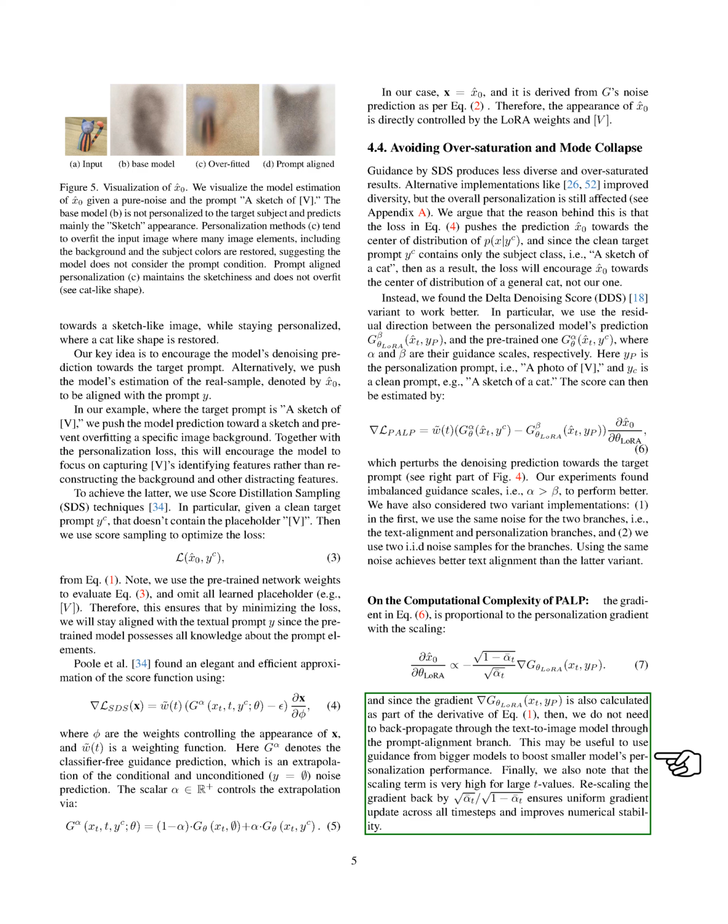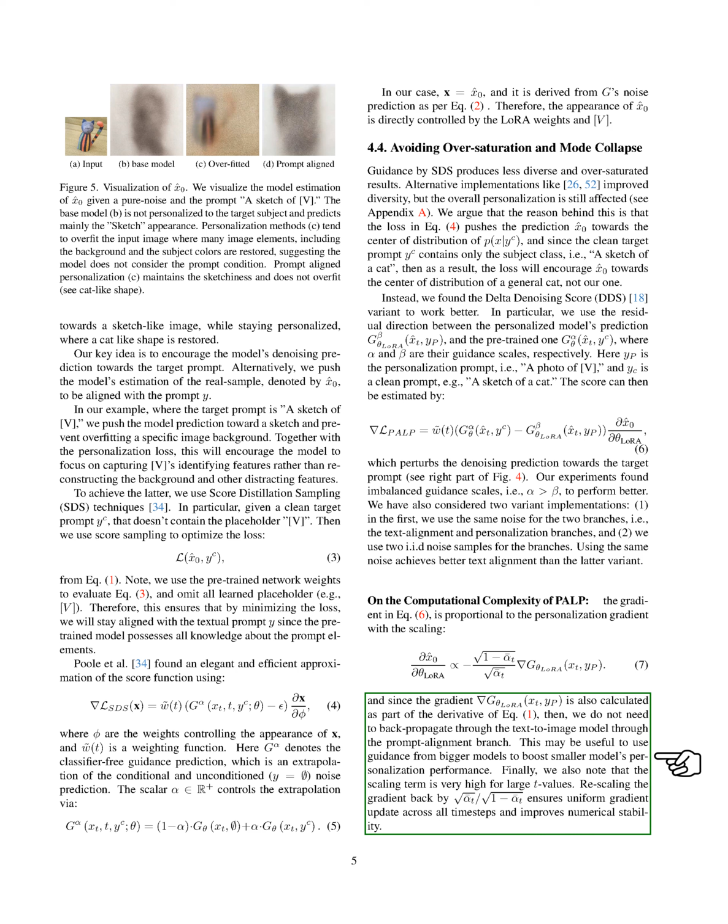This could be beneficial for using guidance from larger models to enhance the personalization performance of smaller models. We also note that the scaling term is quite high for large t-values. To ensure a uniform gradient update across all time steps and improve numerical stability, we rescale the gradient by the square root of the average alpha value divided by the square root of the difference between 1 and the average alpha value. In our experiments, we use Stable Diffusion, SD, v1.4 for comparison and ablation purposes, as many state-of-the-art methods are available in this version.